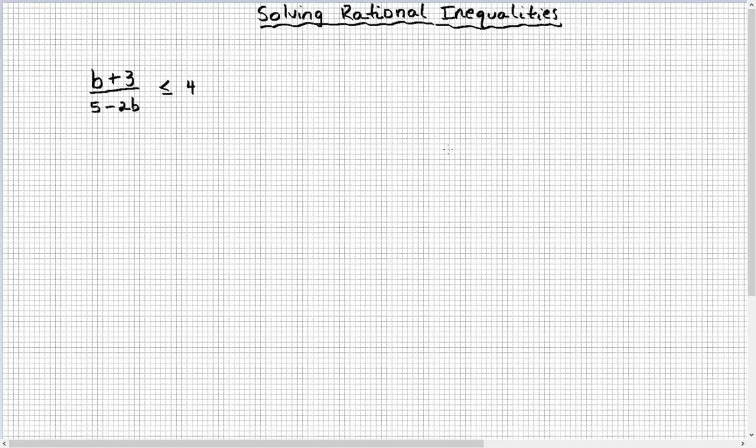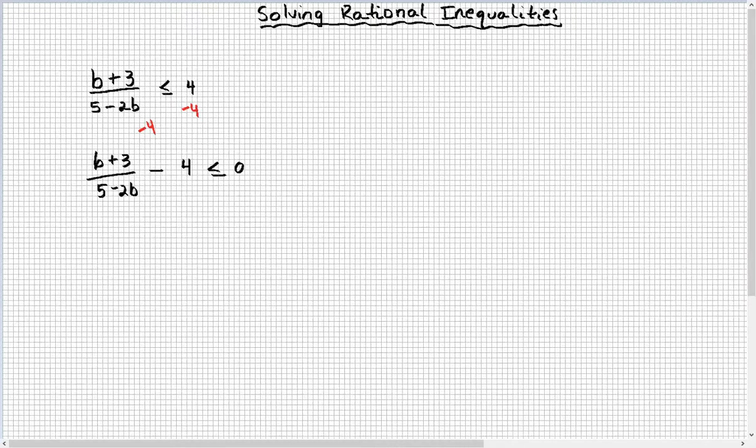Alright, welcome students. In this video, we're going to solve this problem, solving a rational inequality from beginning to end. The first thing you need to ask yourself is, do I have 0 on the right? And no, you don't. You have a 4, so we need to subtract it and move it to the left. And your inequality now looks like this. b plus 3 over 5 minus 2b minus 4 is less than or equal to 0.